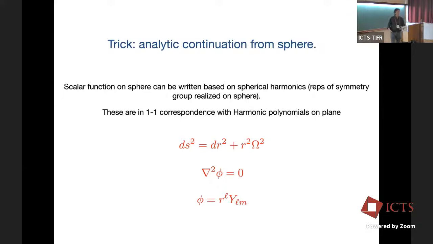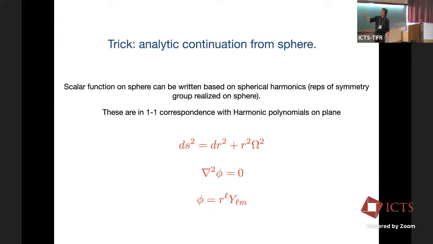So how do we do this? Now this is where I'm going to cheat, and I'm going to tell you how you find all the spherical harmonics of the sphere. You actually don't have to work directly on the sphere. You can work on the vector space R to the D. So you take a scalar function on a sphere. It can usually be written in spherical harmonics. And these are the representations of the symmetry group, the rotation group of the sphere, on the functions.